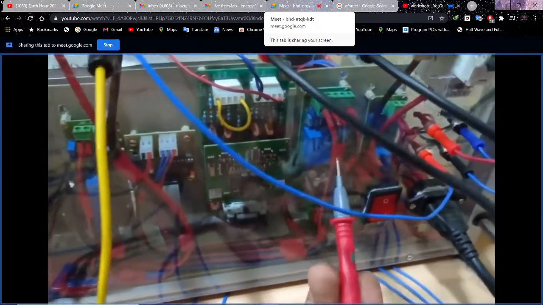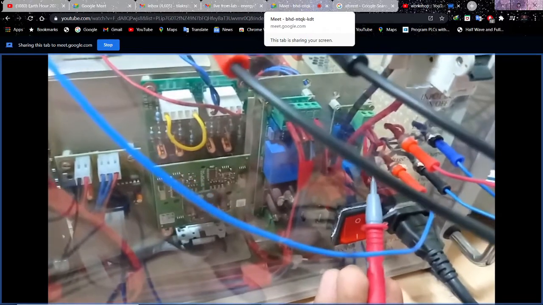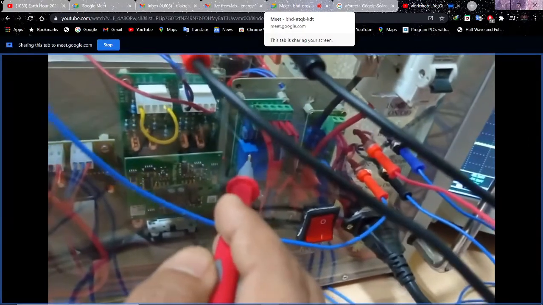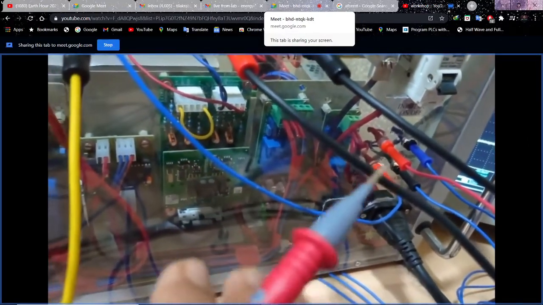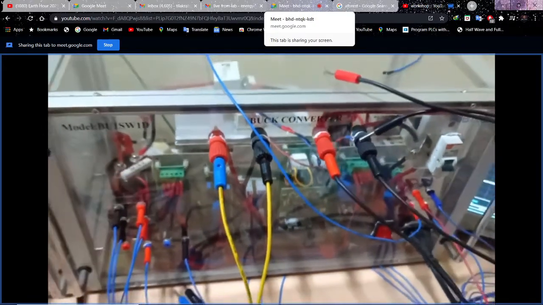Now here is the other side. This is the input side voltage sensor and input side current sensor. This is the output side voltage sensor and output side current sensor. These two are the output side, and these two are the input side voltage sensor and current sensor. Okay, this is the basic circuit of the buck converter.